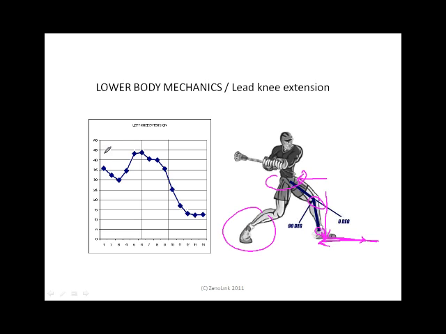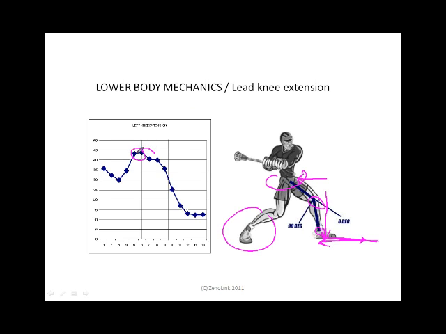What you'll see in elite level athletes, elite level lacrosse players with high speed shots, is that they come into contact with the ground typically with their knee bent at roughly a 45-degree angle.